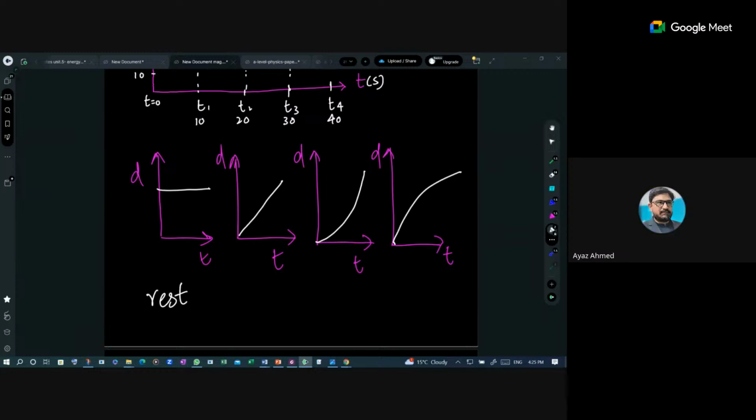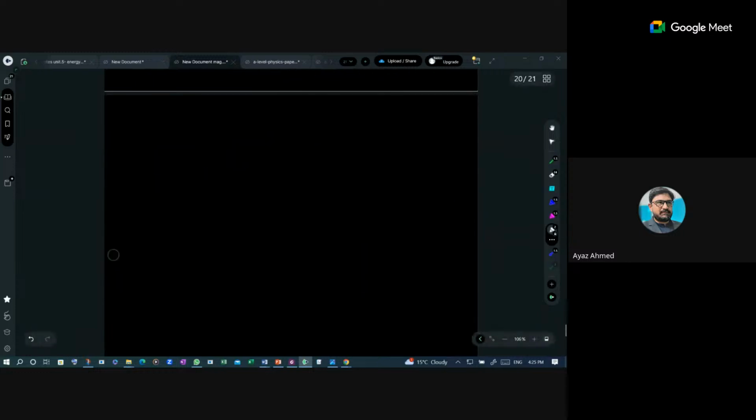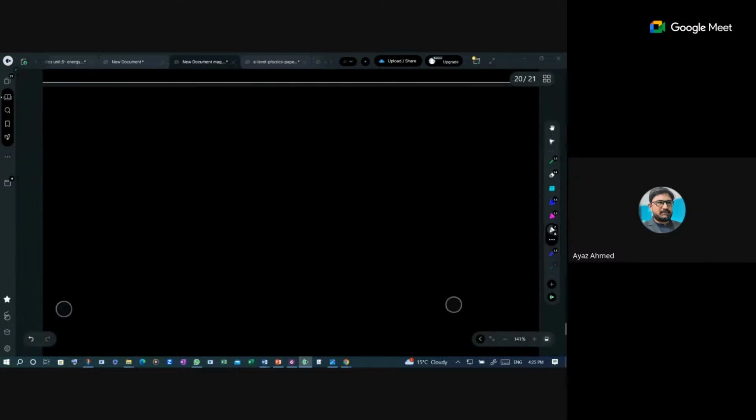Will you remember this? Yes. So please remember these concepts, then we will practice the questions. Constant speed means acceleration is 0, here acceleration, here deceleration. Okay. Now let's talk about the speed time graph.